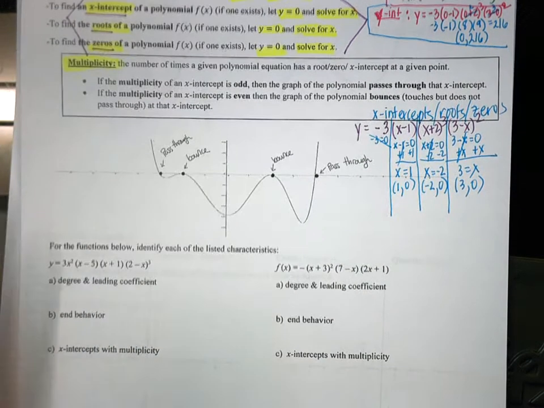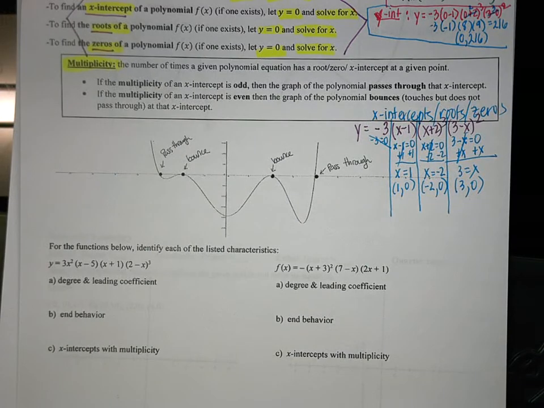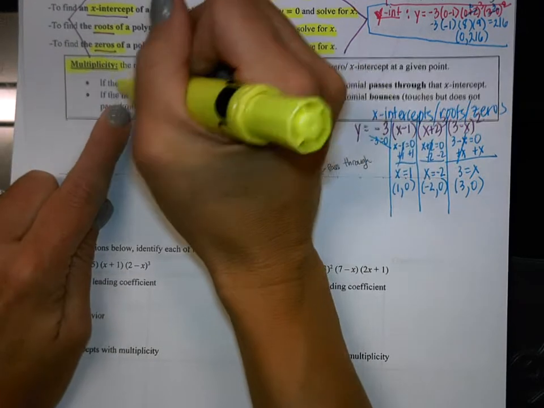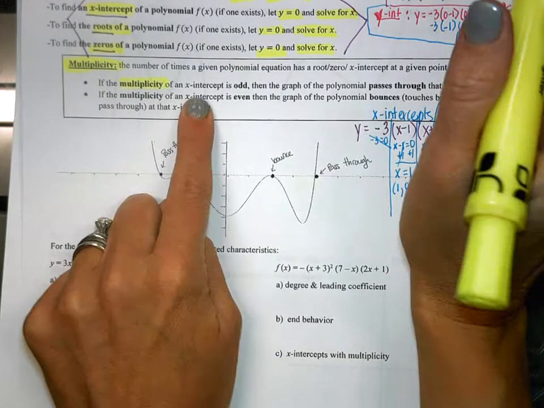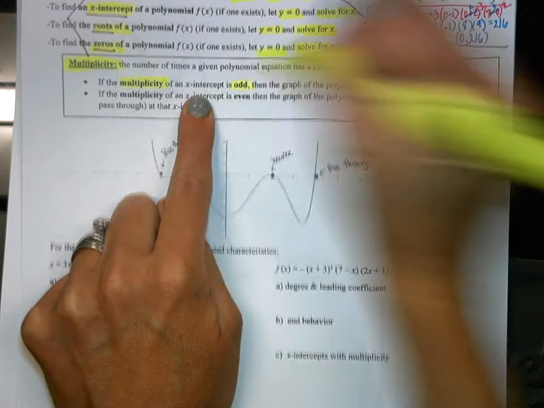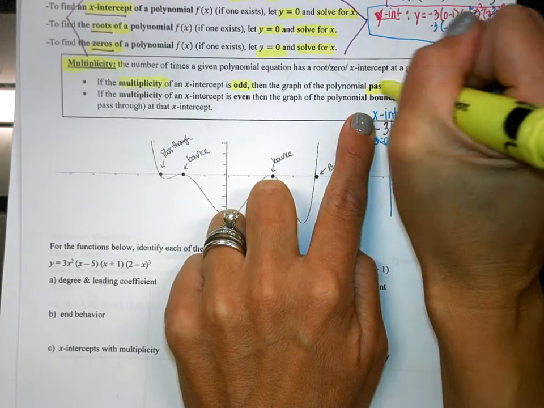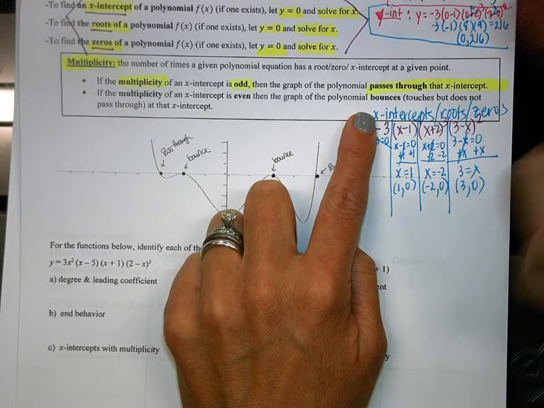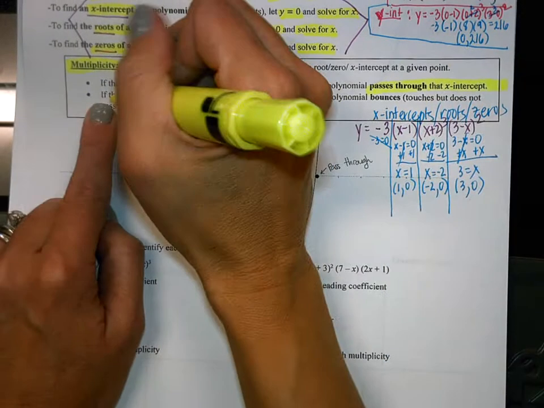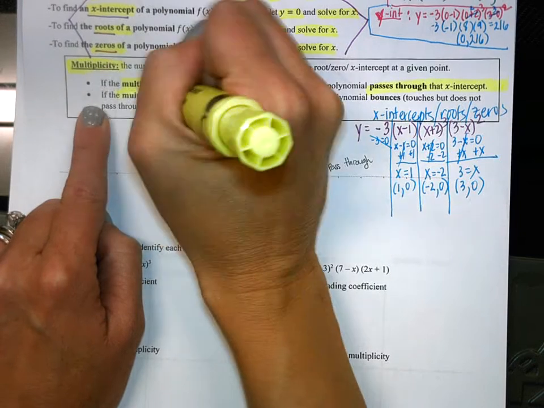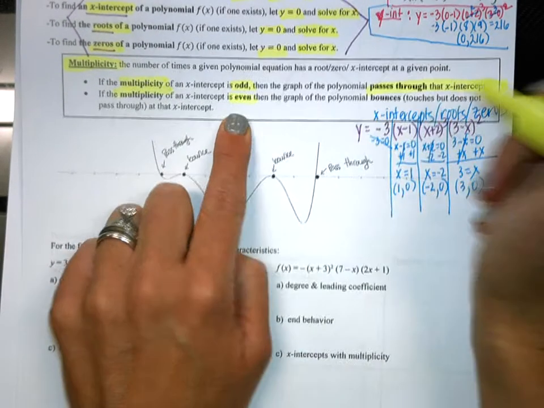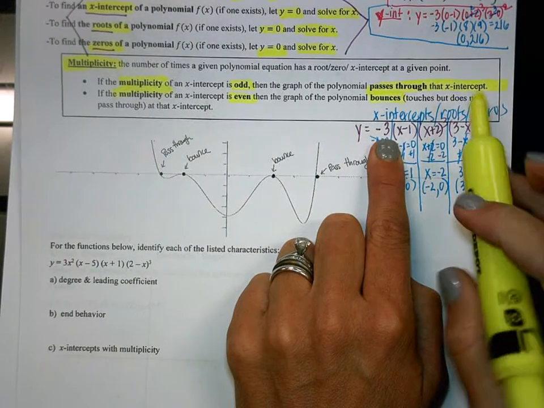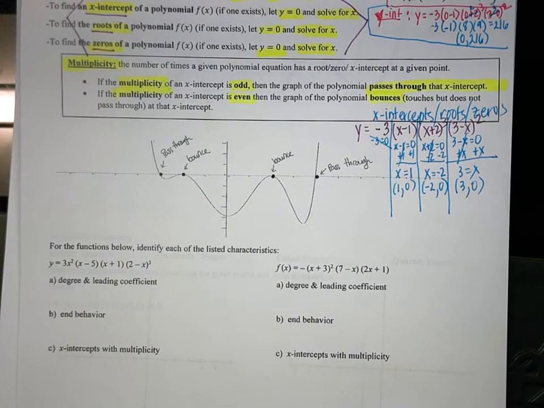Multiplicity is when you're talking about something that you have multiple times, the same thing multiple times. So if the multiplicity of the x-intercept is odd, then it passes through the x-intercept. I'm going to explain all of this in just a minute, but one more here. If the multiplicity of the x-intercept is even, then it bounces, which means that it touches the x-intercept.